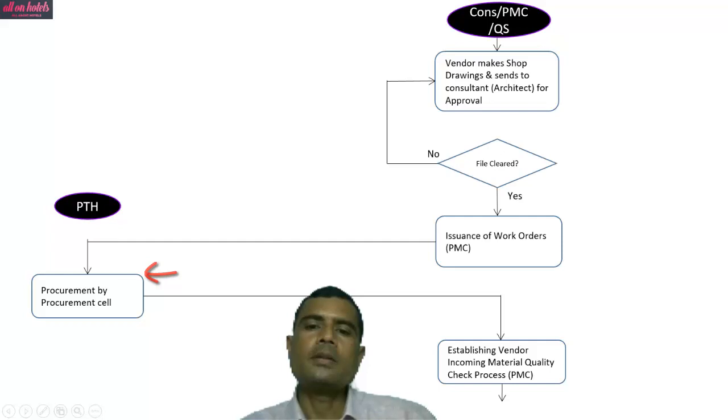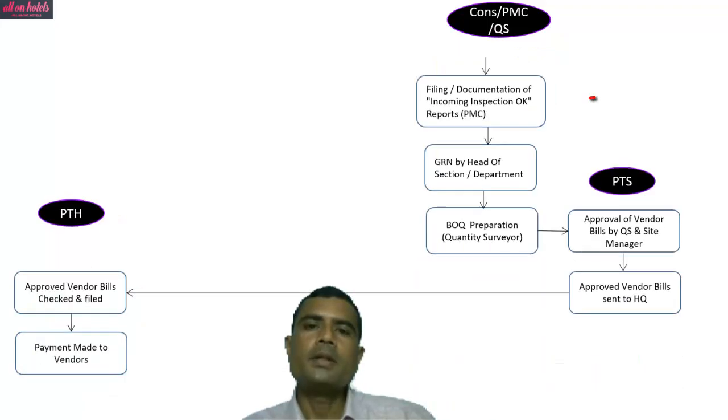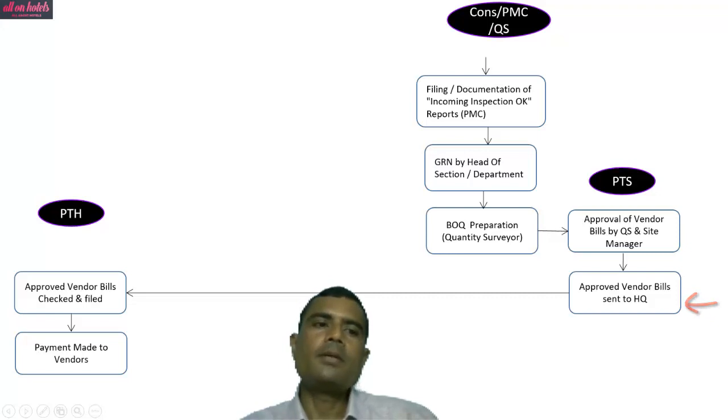Then establishing vendor incoming material quality check process is done by PMC. Then filing documentation of incoming inspection OK reports is done by PMC. Goods receipt note by head of section department is done. BOQ preparation is done by quantity surveyor. Approval of vendor bills by quantity surveyor and site manager is done. Approved vendor bills sent to the headquarters, checked and filed. Payment is made to the vendor by project team at hotels.